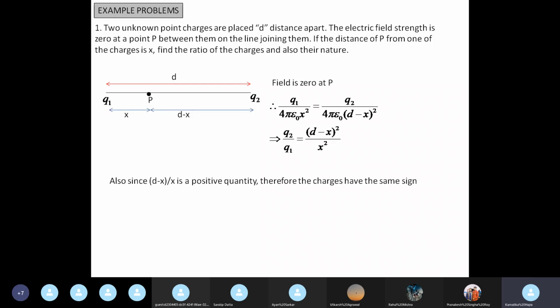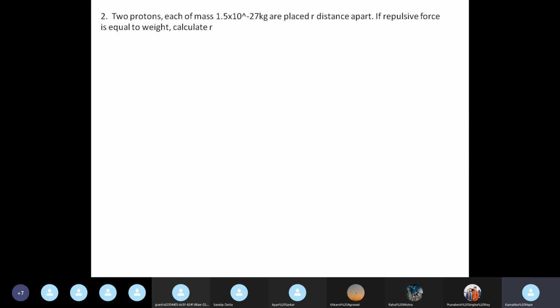So Q2 by Q1 is a positive quantity, which means that the charges have the same sign. Okay, so this is how you determine the nature of the charges. One problem. Our next problem, again a very easy problem, just a different type.